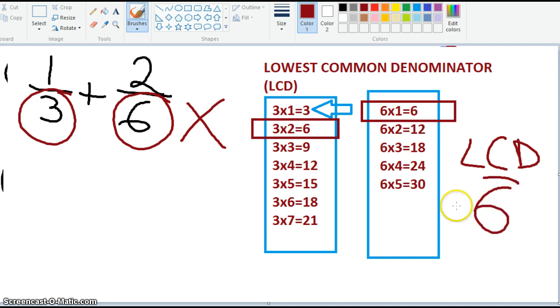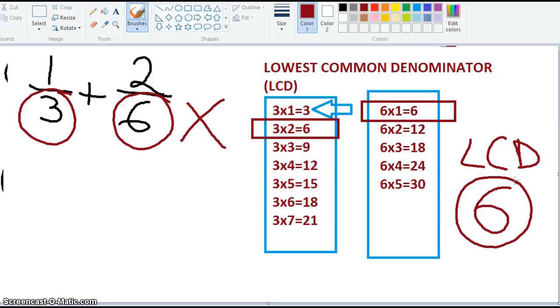So what I'm going to have to do is rewrite the problem using the lowest common denominator. And in the next part of this video we're going to show you how you can take that lowest common denominator and ultimately use it to solve the problem.